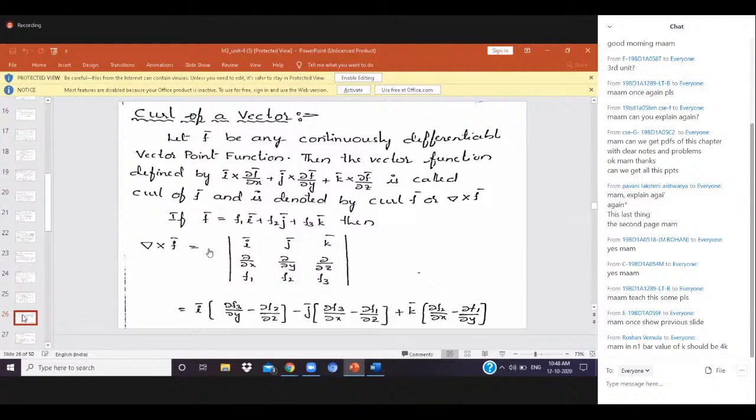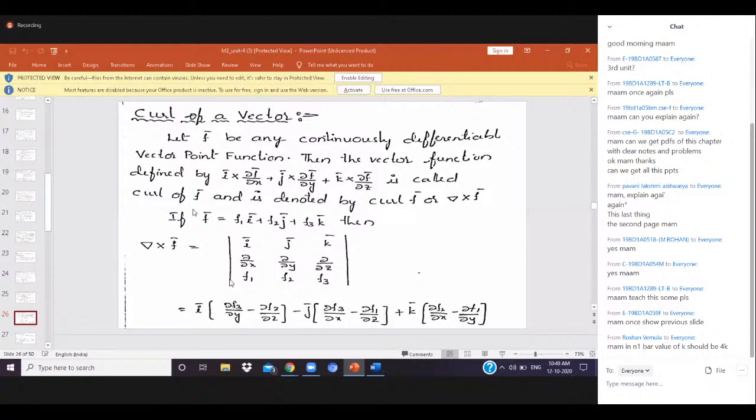So for the curl of a vector, here f bar is a continuously differentiable vector point function. Then the curl of f bar is symbolically represented as curl f bar or del cross f bar. It is defined as: f bar is f1 i bar plus f2 j bar plus f3 k bar. Then del cross f bar is equal to the determinant of i bar, j bar, k bar; ∂/∂x, ∂/∂y, ∂/∂z; f1, f2, f3.